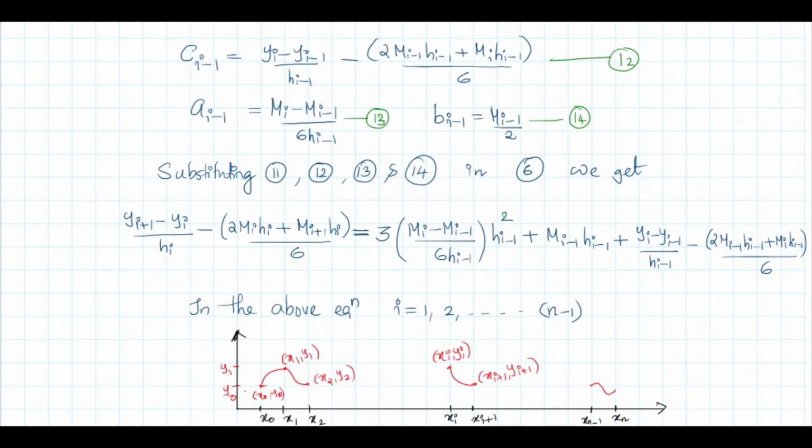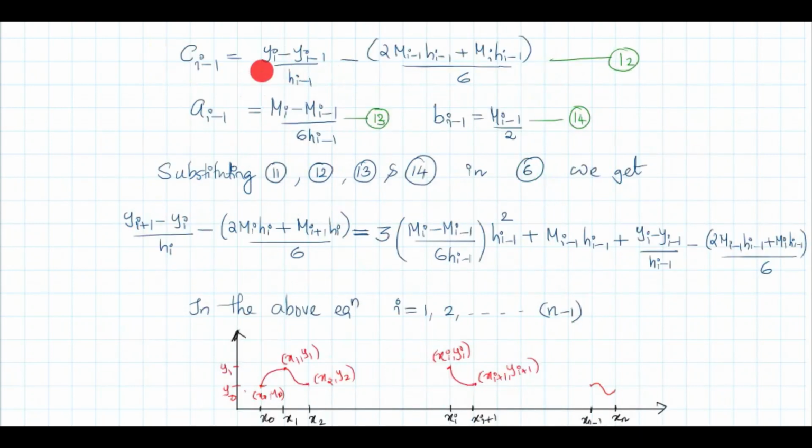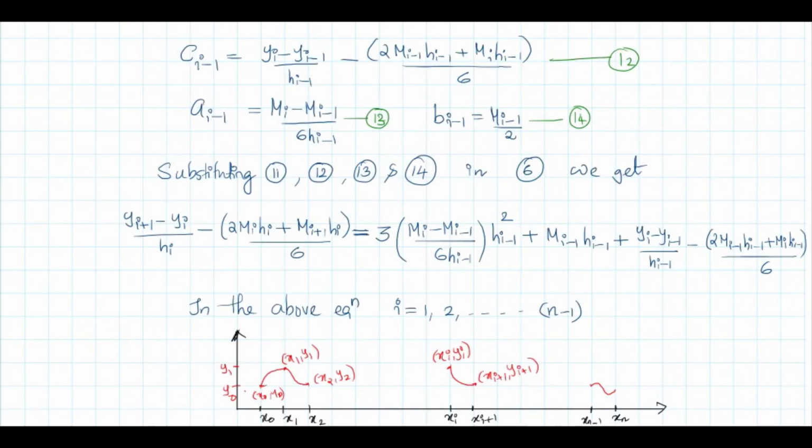Okay, so these are the values. Similarly, if you change i to i minus 1, you can write c_{i-1}, a_{i-1}, b_{i-1} like this. So you can substitute these values in equation 6. What is equation number 6? This one. You can substitute for c_i from here, and a_{i-1}, c_{i-1}, b_{i-1} from here. Then that equation will be like this.